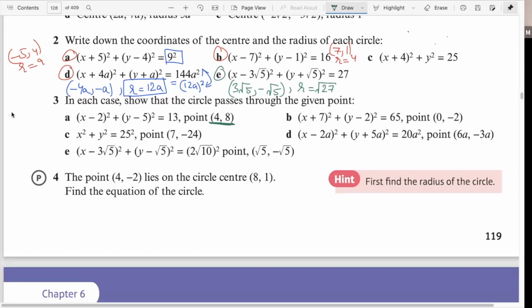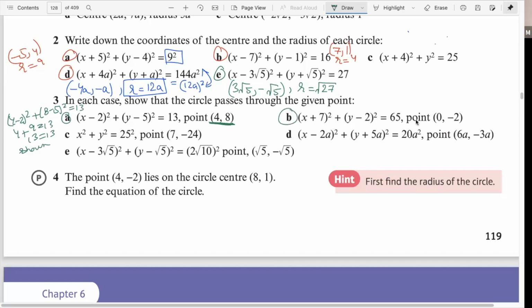So let's use this value. I'm substituting 4 and 8 in the equation. So it is (4 minus 2) whole squared plus (8 minus 5) whole squared and must be equal to 13. So 4 minus 2 is 2, 2 squared is 4. 8 minus 5 is 3, 3 squared is 9. So 13 is equal to 13. Shown.